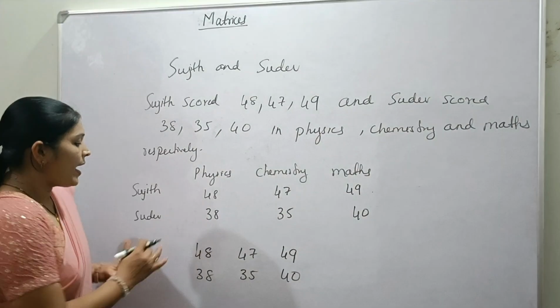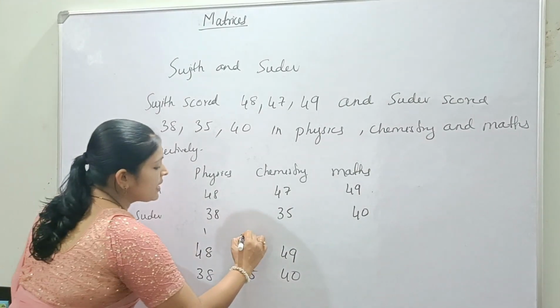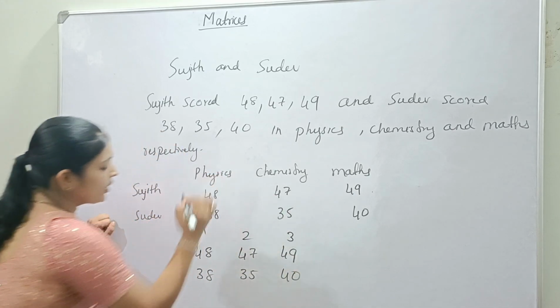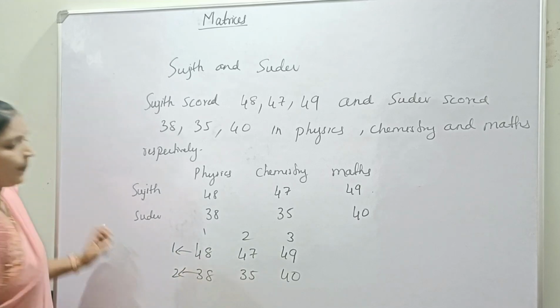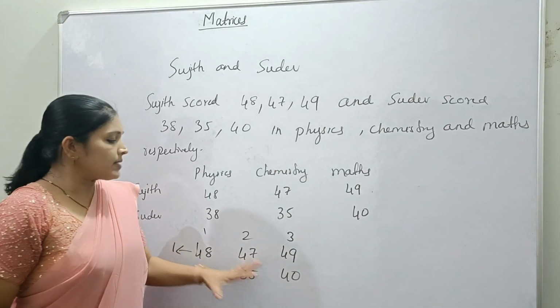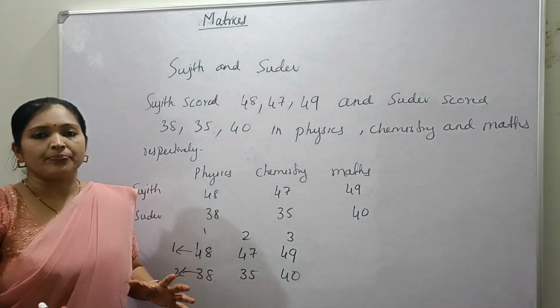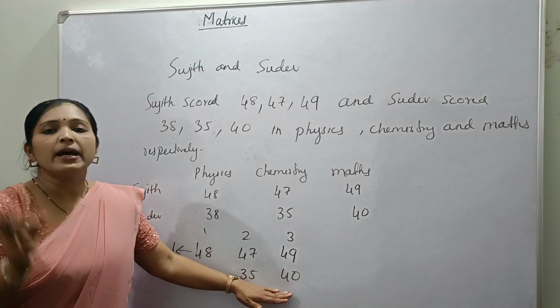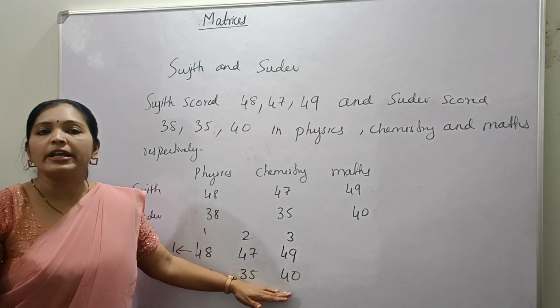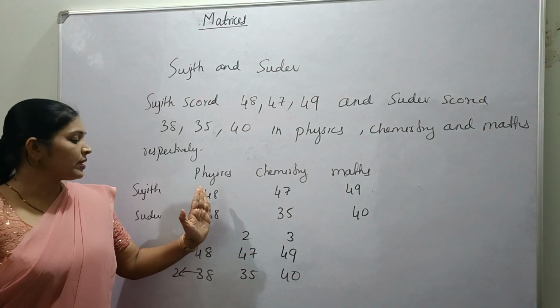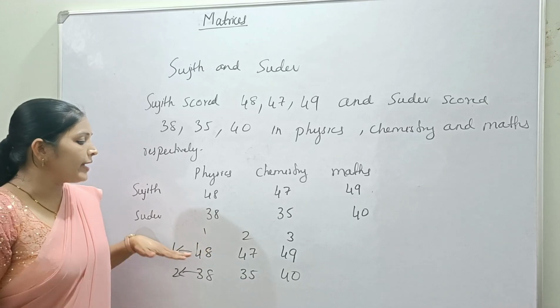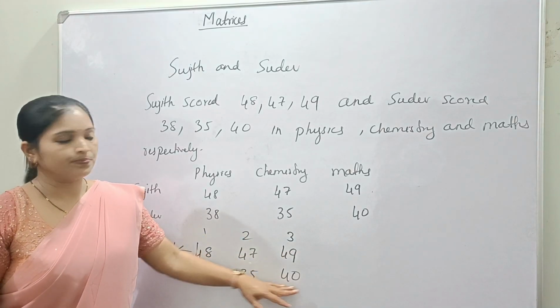See here, it is first column, second column, third column. It is first row, second row. So this form is called a matrix. Matrix is nothing but a rectangular array of numbers or functions. So this matrix has 3 columns and 2 rows.